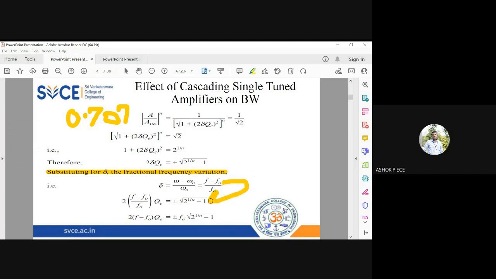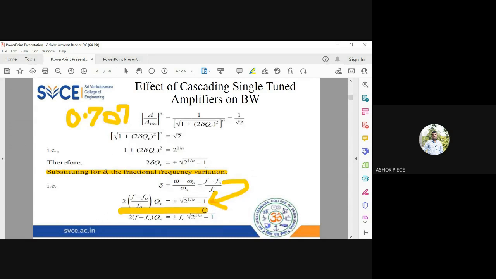So consider this here. So I substitute for delta. So 2 into f minus f naught by f naught into Qe equal to plus or minus root of 2 power 1 by n minus 1. So I have f minus f naught here. So 2 into f minus f naught into Qe equal to plus or minus f naught into root of 2 power 1 by n minus 1. So this is a general expression.